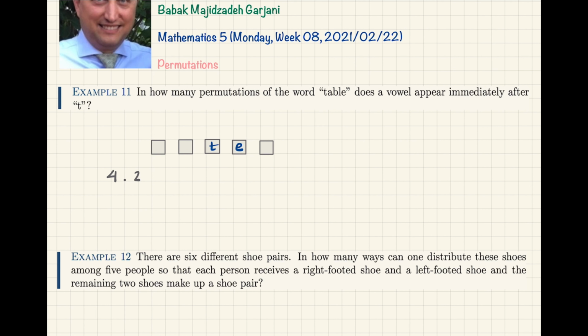Now how many positions are left for you? There are 3 left positions. And how many letters are left for me? I have already used T and I have already used E, so I am left with 3. So how many ways can I arrange them? Simply as 3 factorial. So the answer would be 8 times 3 factorial. Simple as that.